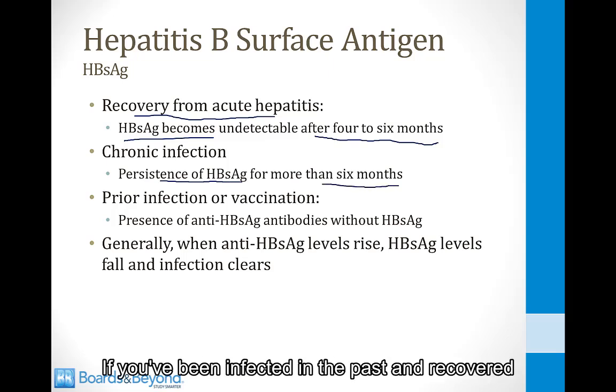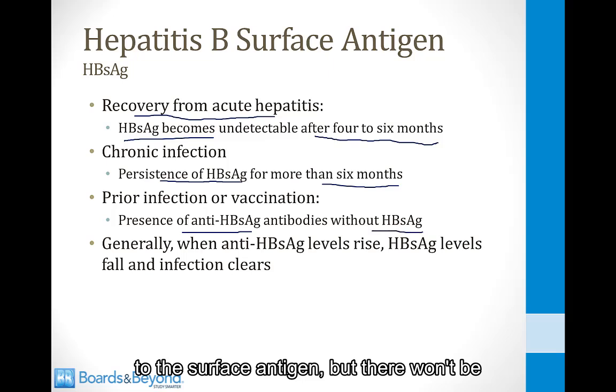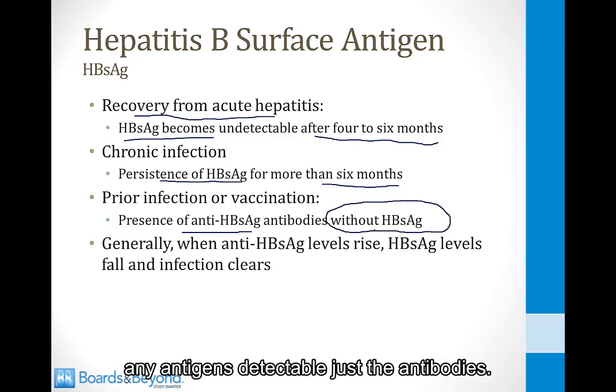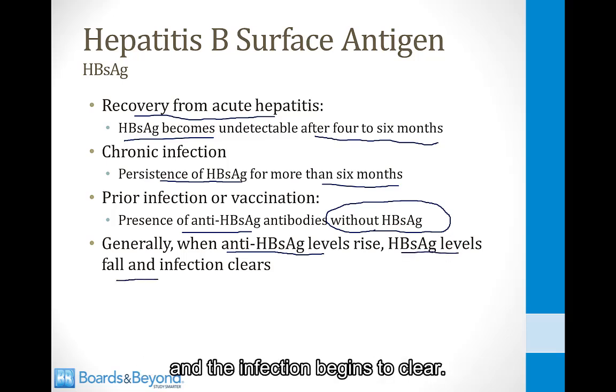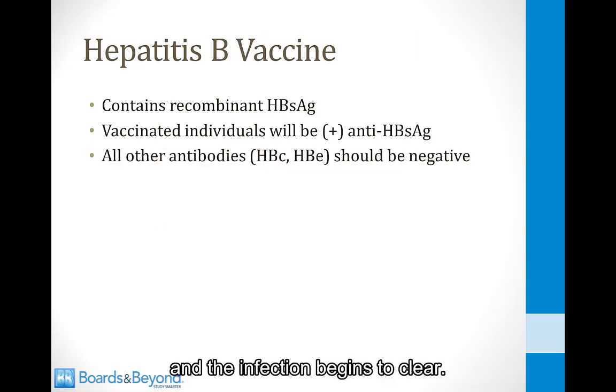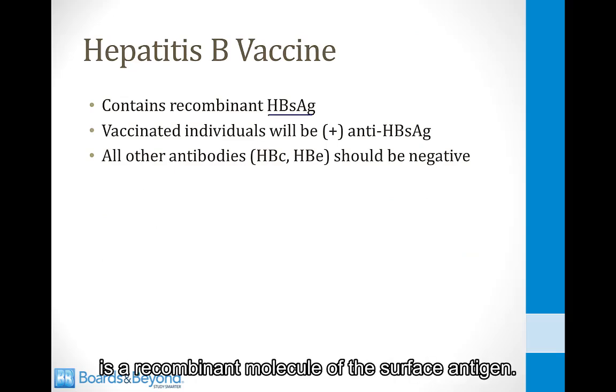If you've been infected in the past and recovered, or if you've been vaccinated, you will have the presence of antibodies to the surface antigen, but there won't be any antigens detectable, just the antibodies. And in general, when antibodies to the surface antigen rise, the surface antigen levels will start to fall and the infection begins to clear. You should know that the hepatitis B vaccine is a recombinant molecule of the surface antigen.